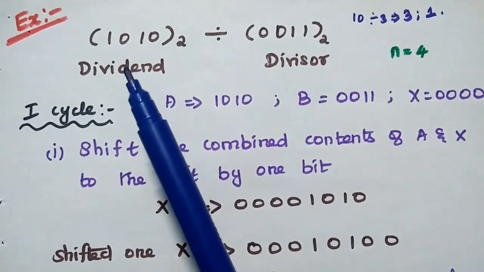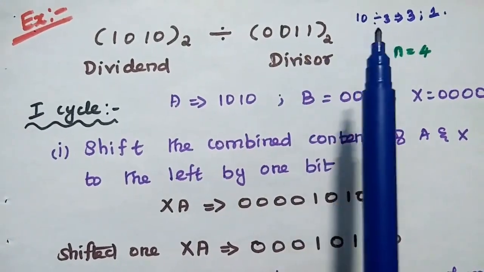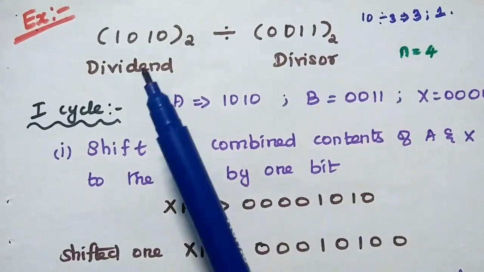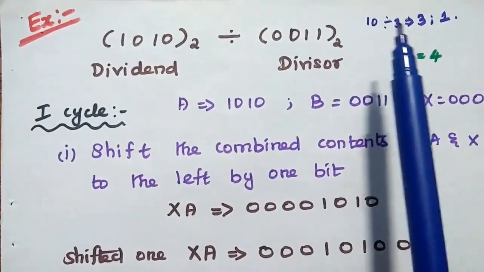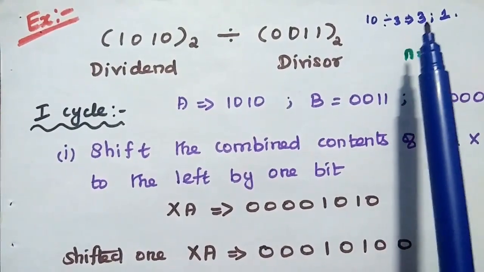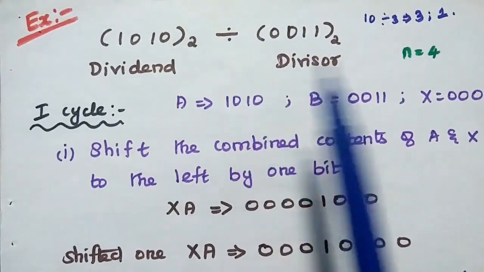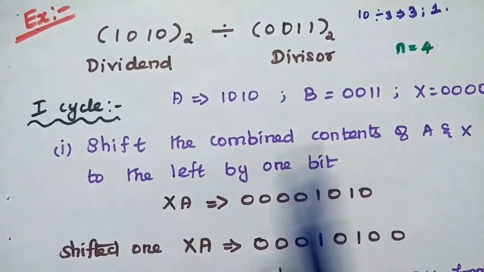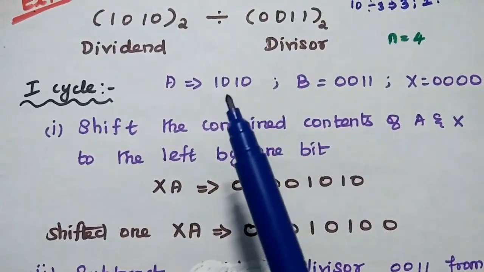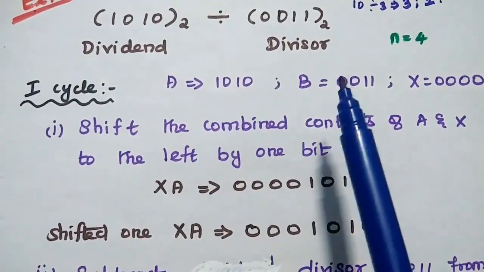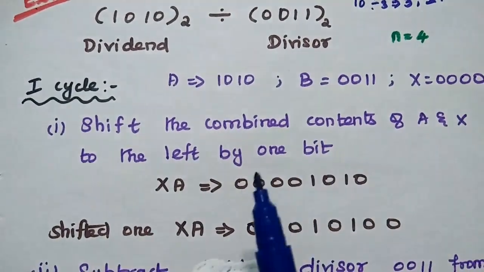Here consider the dividend is 1010, divisor is 0011. In decimal, 1010 is nothing but 10, and 0011 is nothing but 3. So 10 divided by 3 gives 3 as the quotient and 1 as the remainder. The number of bits used in this dividend is 4, so n is equal to 4. In the first step, we store the dividend in the A register, the divisor in the B register, and 0 in the X register.